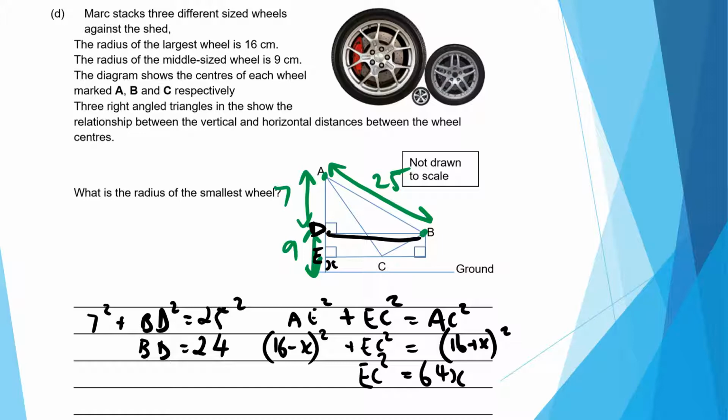If we do similar with triangle BCF, let's label this point here F, we'd find that CF squared equals 36x.